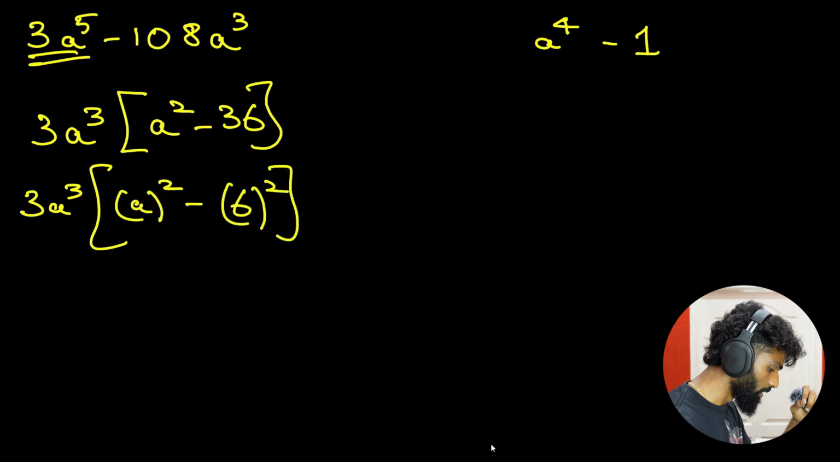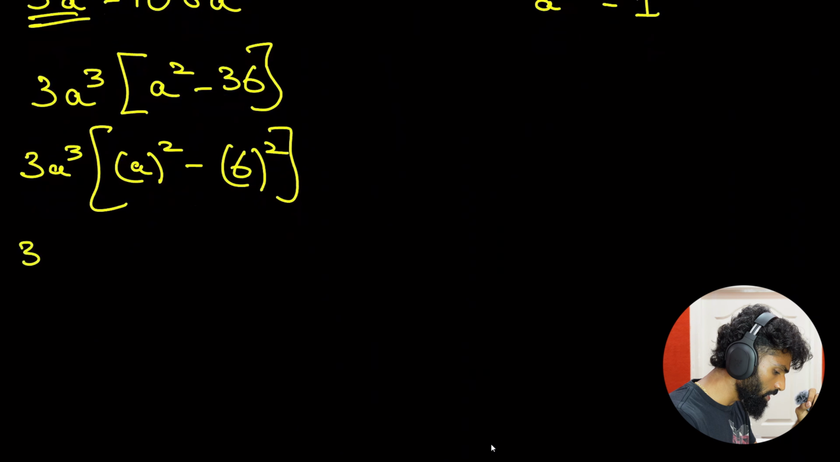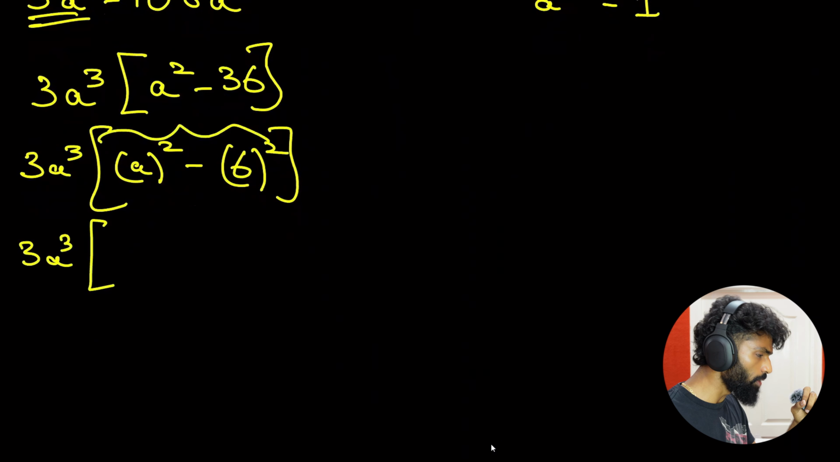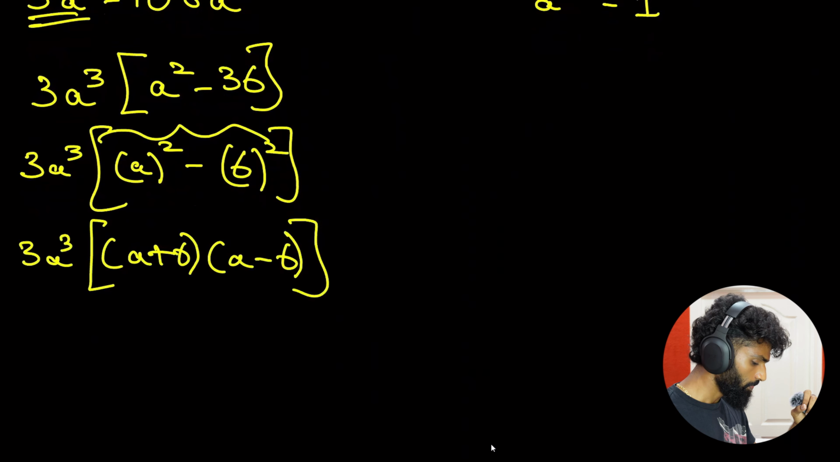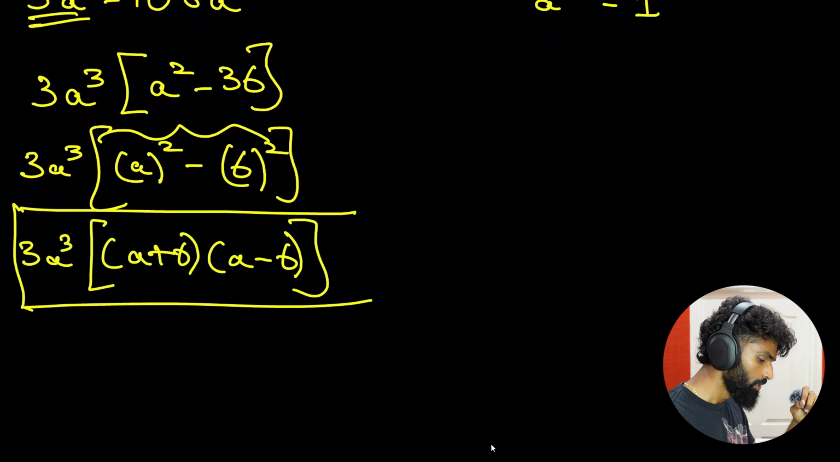Getting it? Now, 3a cube is done. A square minus 6 square was left. Ignore 3a cube as it is. Open a bigger bracket. Don't you think inside the bracket it is in the form of x square minus y square, which is nothing but x plus y into x minus y? It becomes a plus 6 into a minus 6. I would stop here. I don't find any sense in multiplying the 3a cube towards the whole thing. I would stop here, and this is my answer. Okay, this is one of the types.